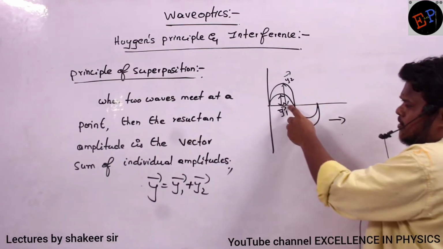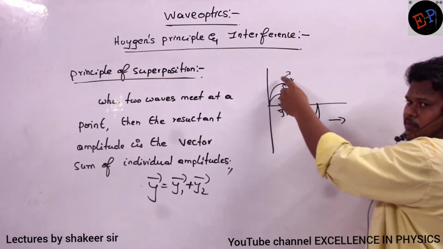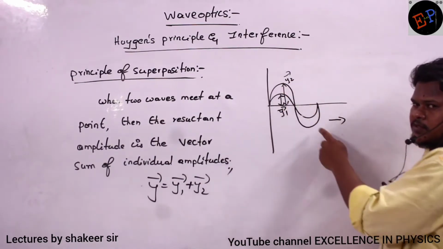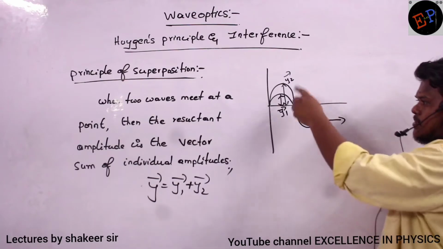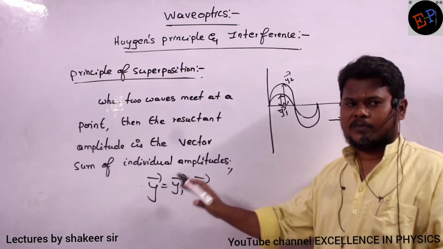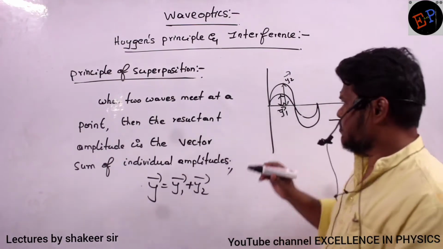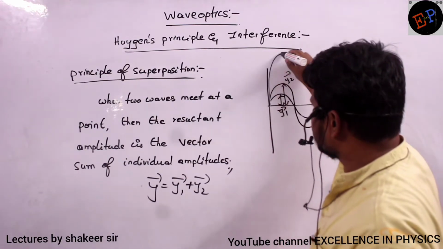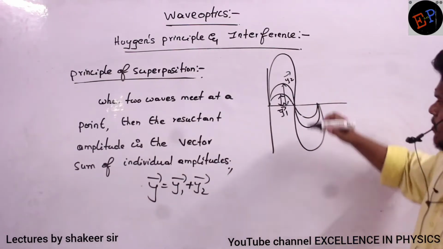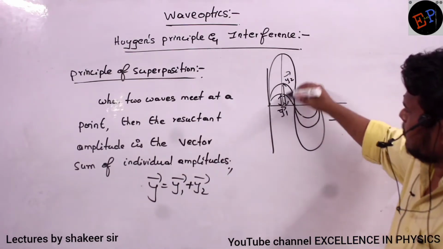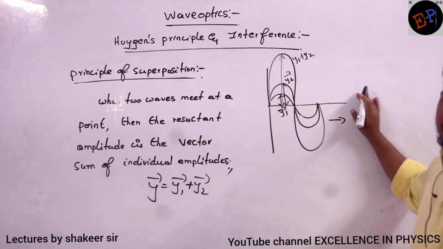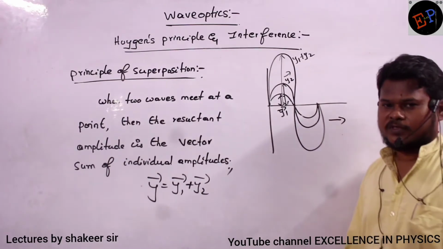Now here, both amplitudes are in the same direction. Both crest and crest are superposing. This is called a crest, this is called a trough. Crest and crest are superposing, so the resultant amplitude will be the sum of these two amplitudes. It means the resultant amplitude will be this much. This total amplitude will be y1 plus y2. That's it. This is called the superposition principle.